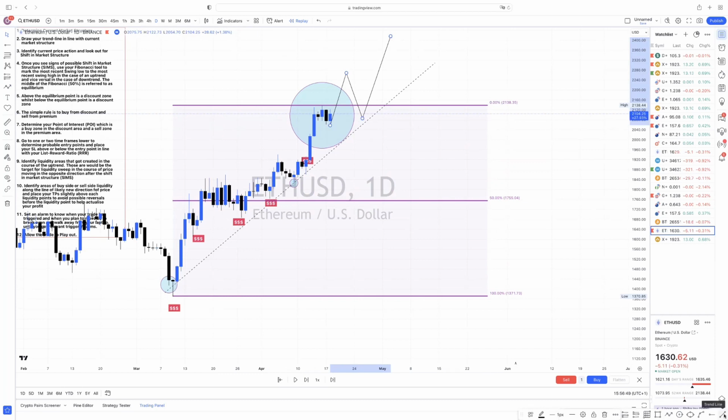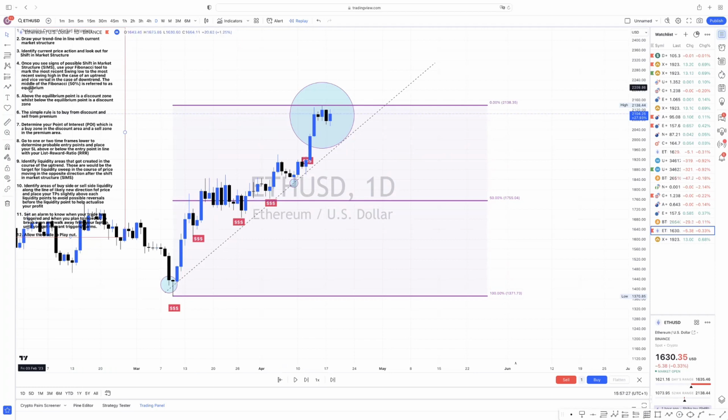However, whenever I'm doing something like this, I have a standard rule. Now, when you look at what I am trying to explain here, once you see signs of a possible shift in market structure, use your Fibonacci tool to mark the most recent swing low to the most recent swing high in the case of an uptrend, and vice versa in the case of a downtrend. But don't forget, we're actually looking at an uptrend here, and we are looking for a shift in the direction of the market towards the downside.